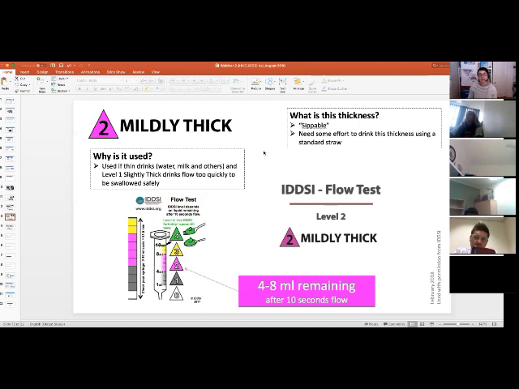Our mildly thick liquids, so these are thicker again, they are sippable from a cup, and you need some effort to drink this thickness using a standard straw. They're used if thin drinks and also the level 1 slightly thick drinks flow too quickly to be swallowed safely, again at the discretion of the clinician.